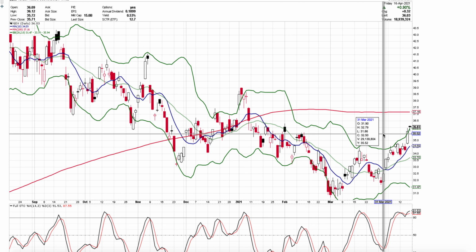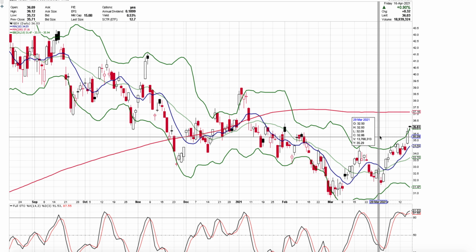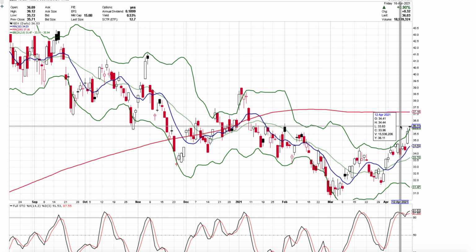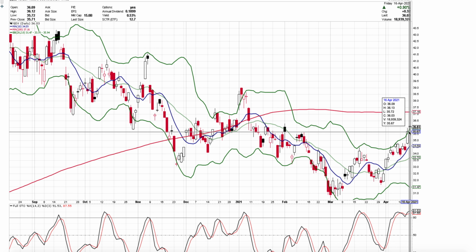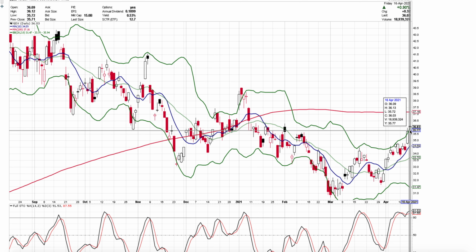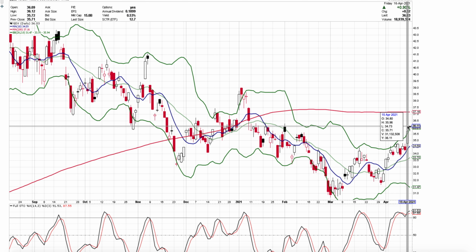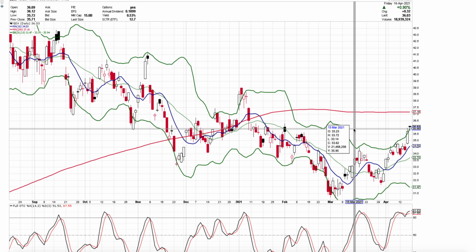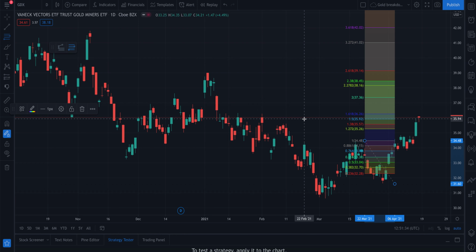Let's look at GDX. GDX is the same thing. You closed outside the Bollinger Band with a very bearish candle, and that's it. There is also a price memory, but there is no reversal yet. You need confirmation. So let's look at the Fibonacci extension numbers for GDX.